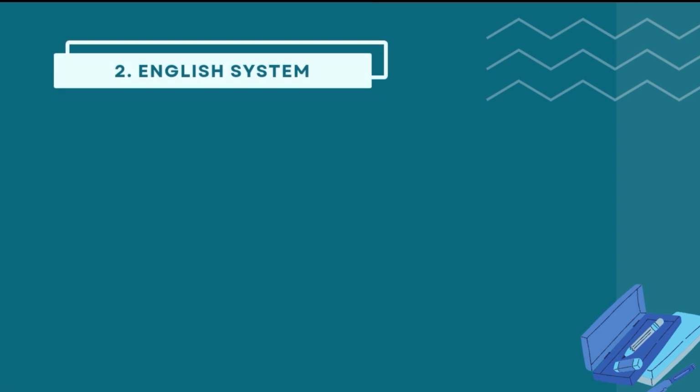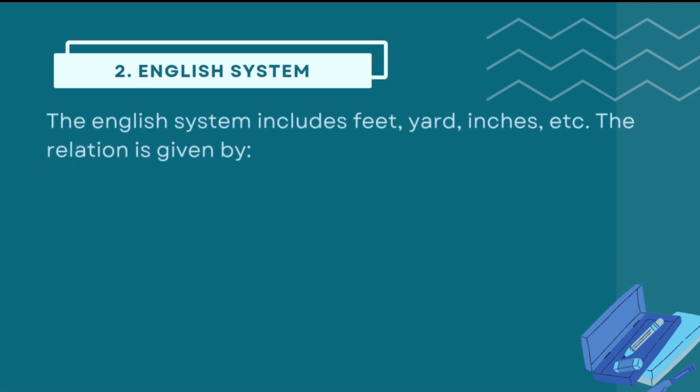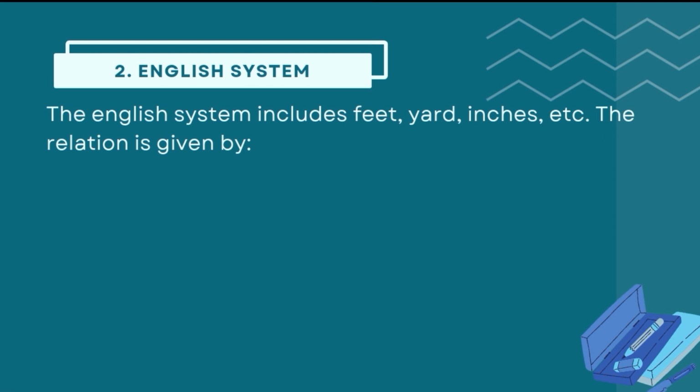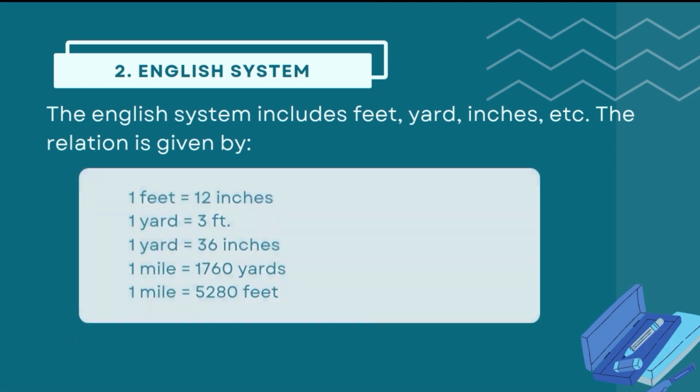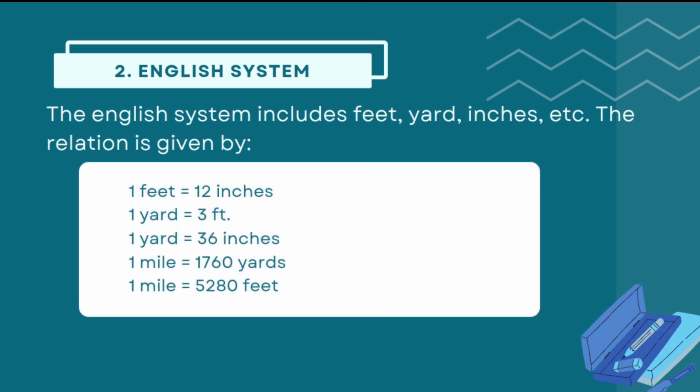So moving on, we have here the English system. The English system includes feet, yard, inches, and etc. The relation is given by 1 foot is equal to 12 inches, 1 yard is equal to 3 feet, 1 yard is equal to 36 inches, 1 mile is equal to 1,760 yards, and also 5,280 feet. So you also need to remember the dimensions because we are going to use this in converting later on for our solution.